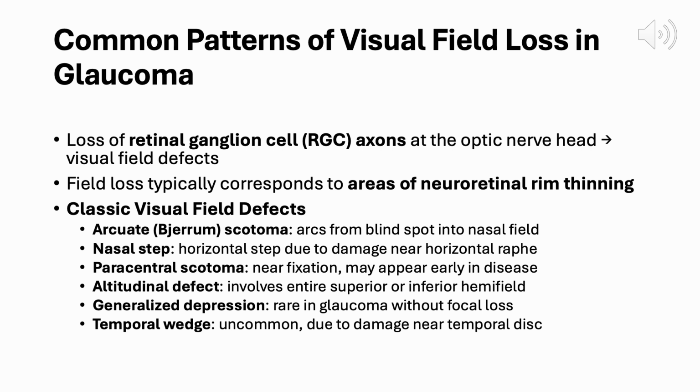Paracentral scotomas. Located near fixation, these may appear early in glaucoma, especially in normal tension cases. Altitudinal defects. Involve the entire superior or inferior hemifield and are more advanced. Generalized depression. A diffuse reduction in sensitivity, which is rare in glaucoma unless there's also media opacity or very advanced disease. And finally, temporal wedges. These are uncommon but may appear with damage near the temporal disc. Understanding these patterns is essential for diagnosing and monitoring progression of glaucomatous visual field loss.